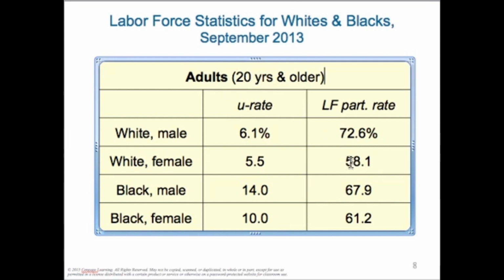So we see white males have a higher participation rate than females. Black males have a higher participation rate in the workforce than black females. And then we look at unemployment rates across not only male and female, but also demographic. And we see an alarming trend here where black males and females have a higher rate of unemployment.